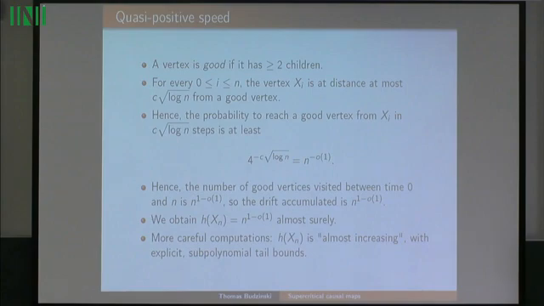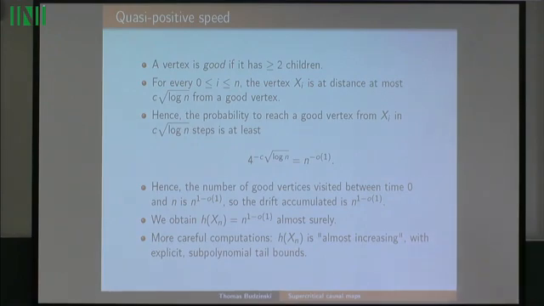So this is enough to prove that at each step, we have a probability n to the minus little o of 1 to be on a good vertex. So the number of good vertices that we will visit during time n is n to the 1 minus little o of 1. And since all these vertices give me a positive drift towards the top, I will accumulate a drift of n to the 1 minus little o of 1.